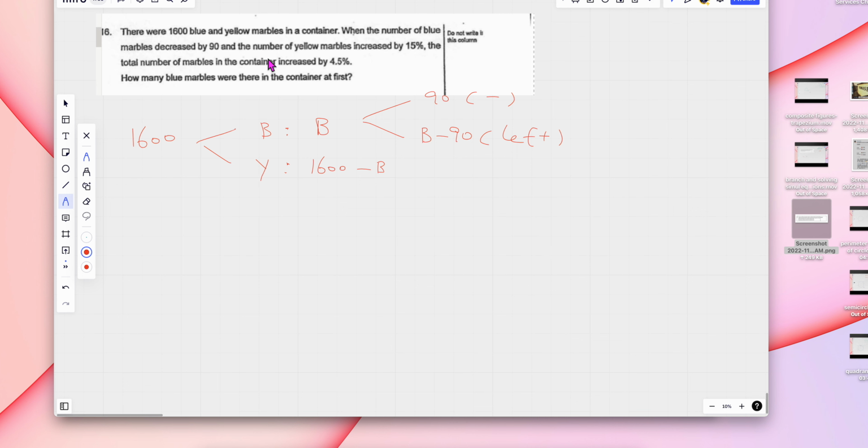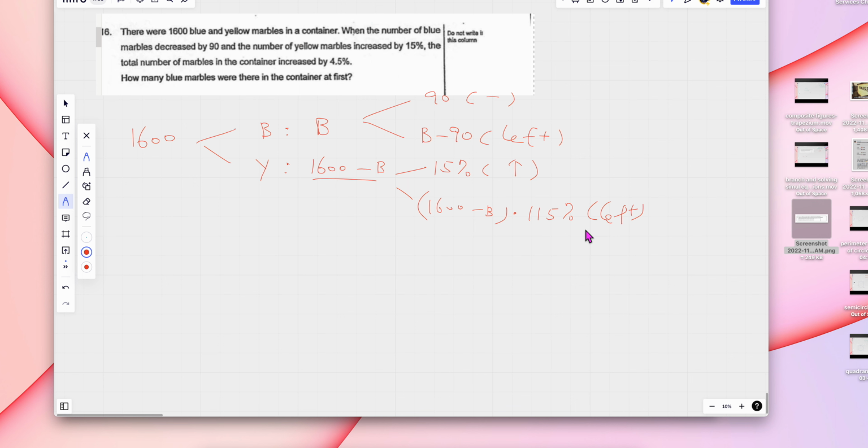And then now, the number of yellow marbles increased by 15%. Okay, good. What's the meaning of increased by 15%? So instead of 100%, now is how many percent? 115. Correct. So therefore, you need to use this times the 115%. That will give you the yellow left. Okay? So this sub branch is for blue. This sub branch will be for yellow.